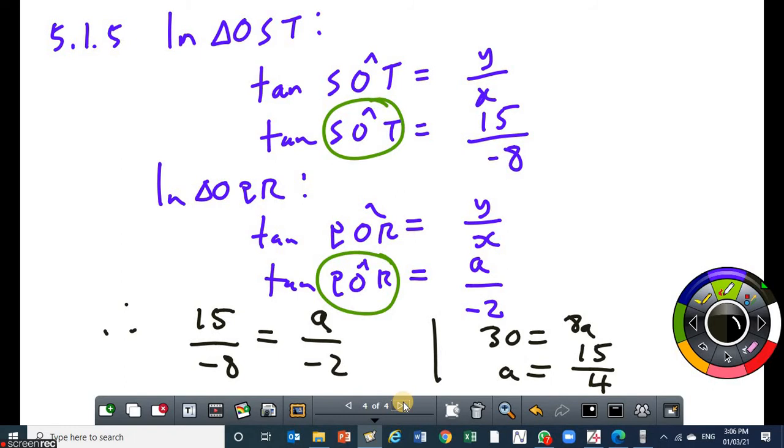Okay, 15 times minus 2 is what? Minus 30. Minus 8 minus 8 is what? Minus 8, 8. So the negative is what? Cancel out. Okay. And then we divide both sides by 8. 8 and 30 have got a common factor, that's 2. 2 into 30, 15. 2 into 8, that's a 4. And then we are done. Okay, so that's our final answer. Okay? But let's move on to the next one.